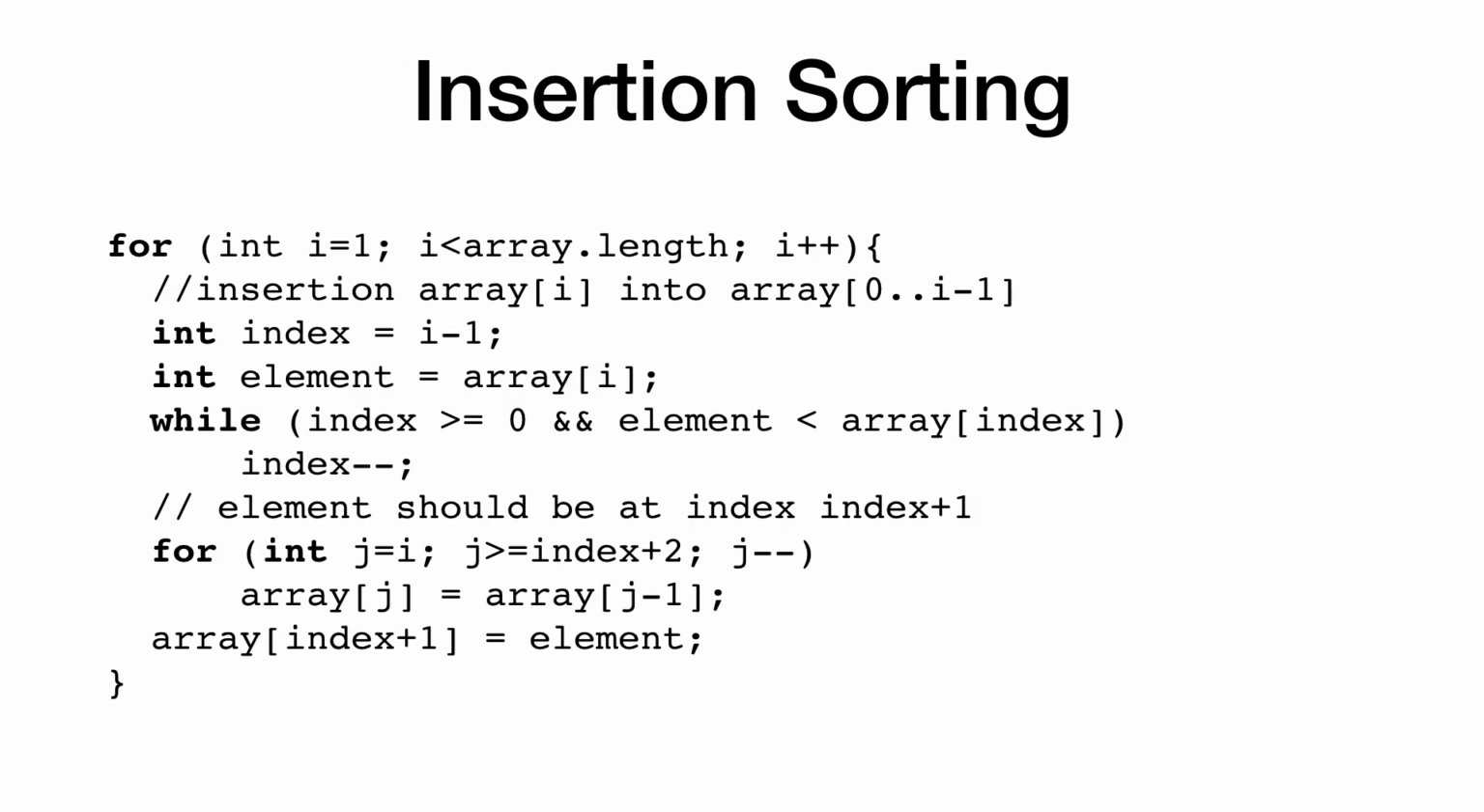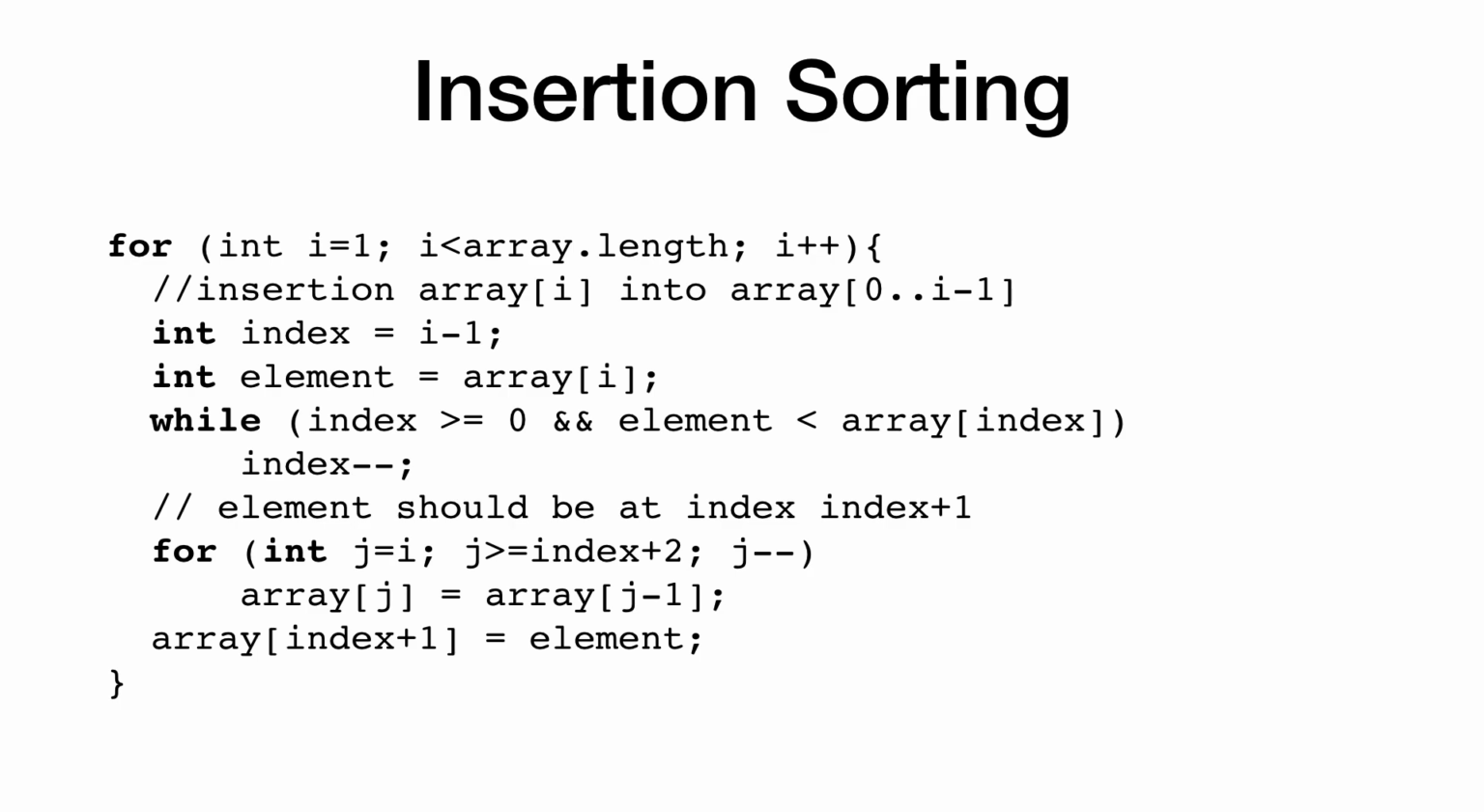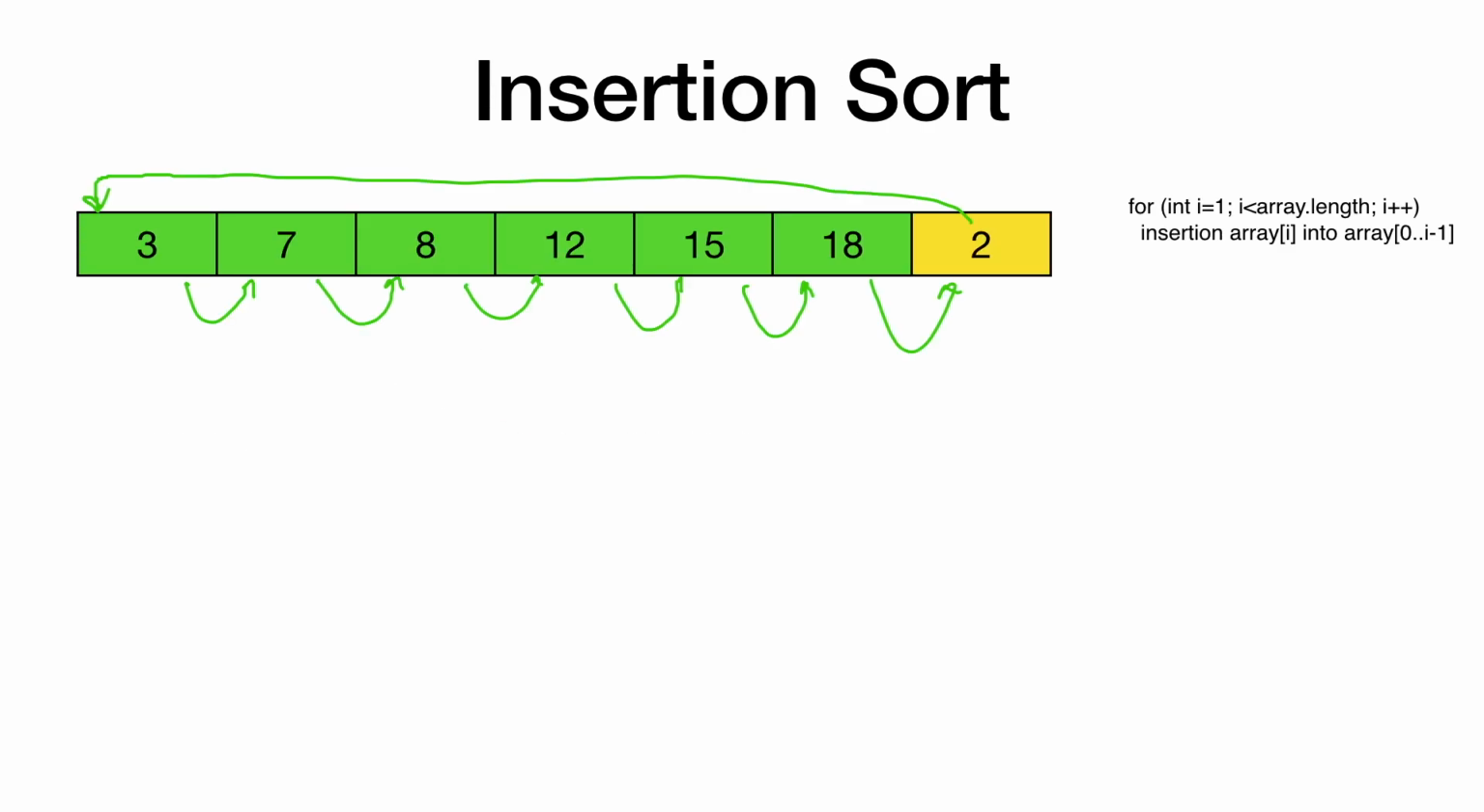So what does the actual algorithm look like? Well, here it is. We're going to go from i equals 1 to array.length minus 1, and we're going to insert array[i] into 0 to i minus 1. So we're going to initially start with our index at the last location, and we're going to keep going back. We're going to save the element, that last guy, somewhere so that we can start overwriting it when we find the right place.